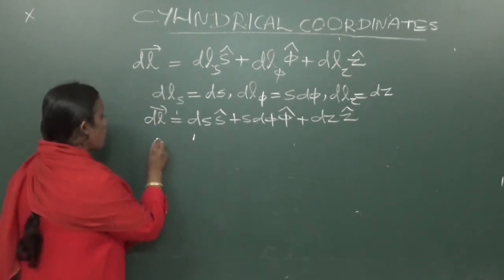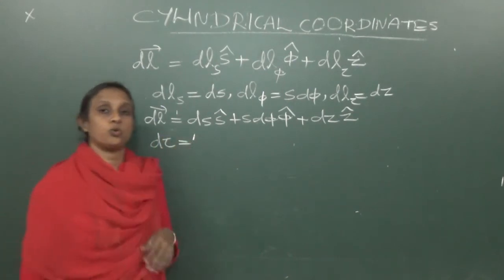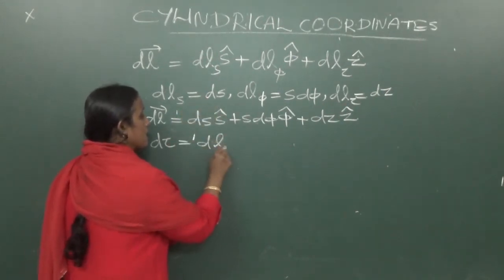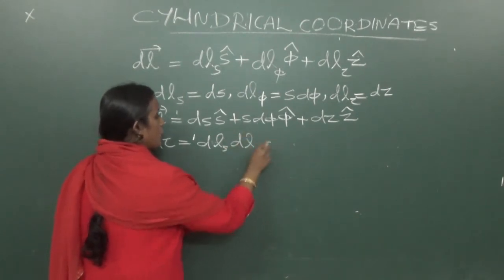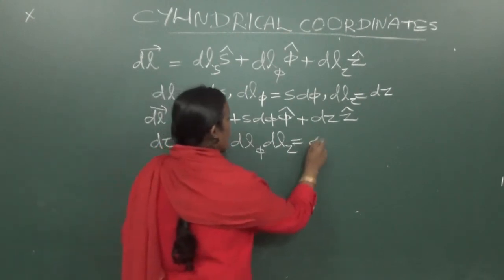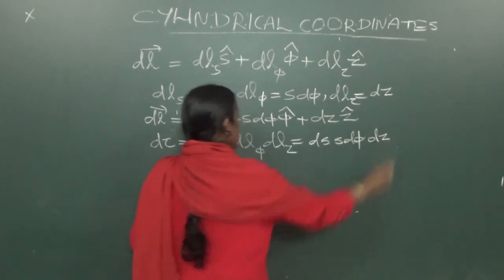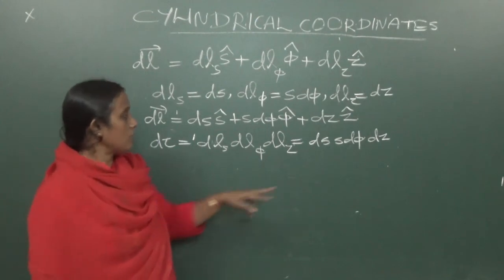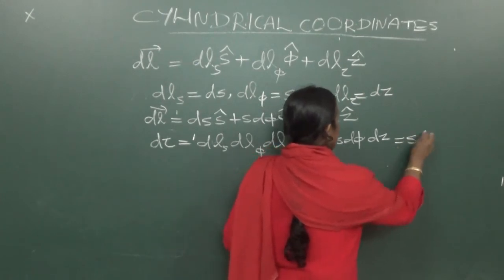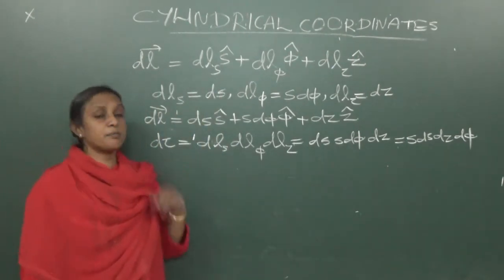Similarly, you can write the volume element d tau. The volume element is given by dl_s times dl_phi times dl_z. This is equal to ds s d phi dz. Okay, this is the volume element. You can write this as s ds d phi dz. This is the elementary volume element.